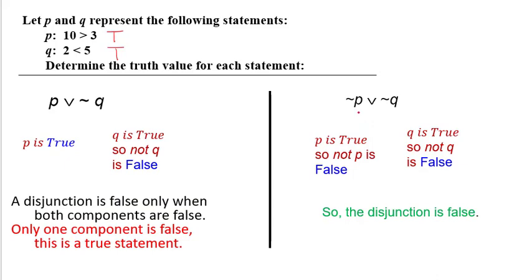Okay, let's look at the second one. Once again, remember P was true and Q was true. So I have not P, so not true, it's false. And I have not Q, and Q is true, so not true is false. They are both false, and so the disjunction is false.